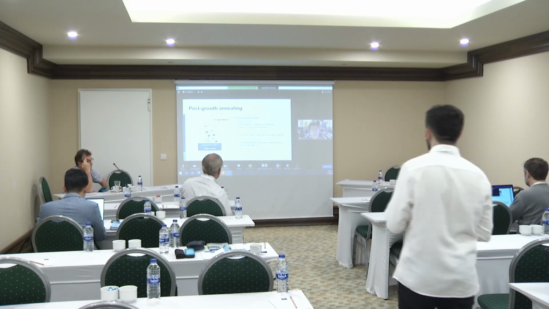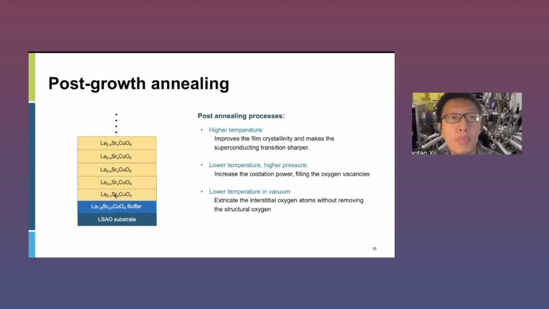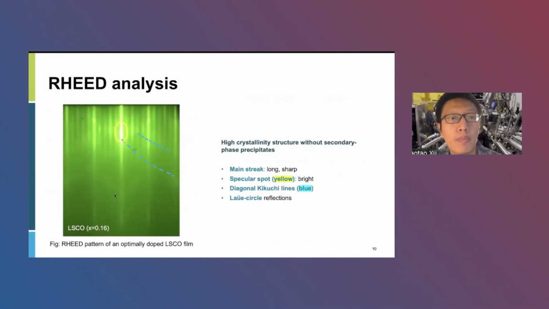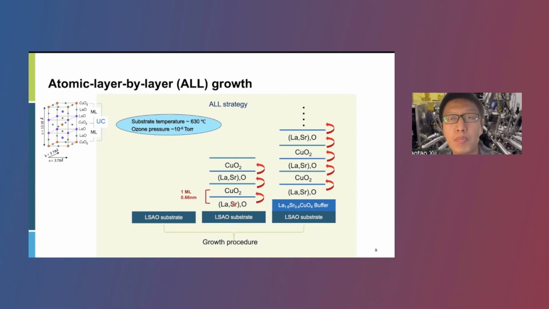Yes. So basically, we can stop growth at each of these layers, which means the highest resolution we can get is one monolayer, and we can stop at each monolayer by closing the shutter.